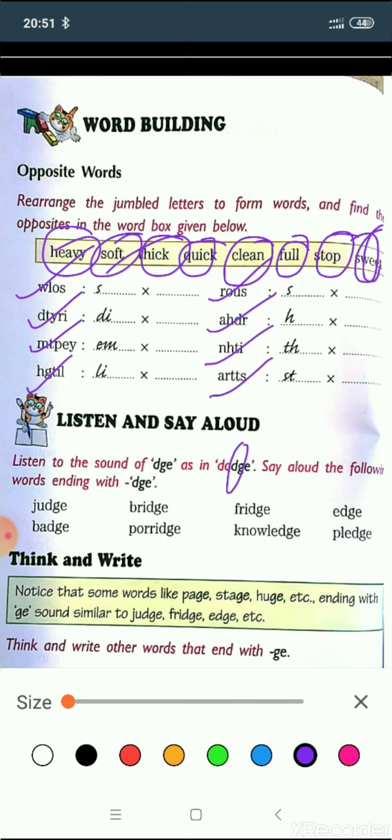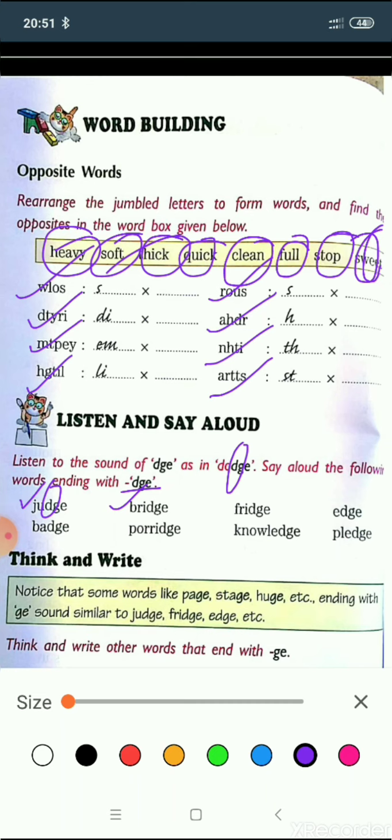We will not say dodge with a D sound, we say dodge. The sound is J. Let's read the words and we'll find out how to pronounce them. First one is judge. J-U-D-G-E, judge. Children, this D is silent. Judge is pronounced as judge. Then the second word is bridge.